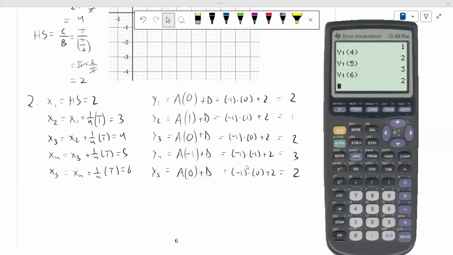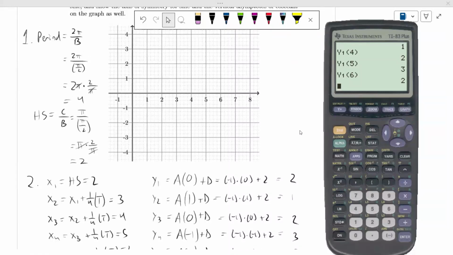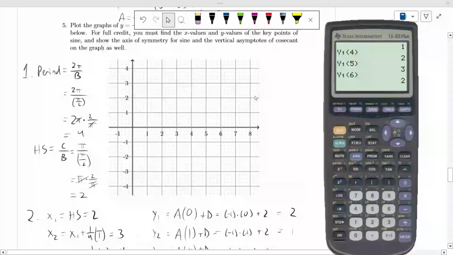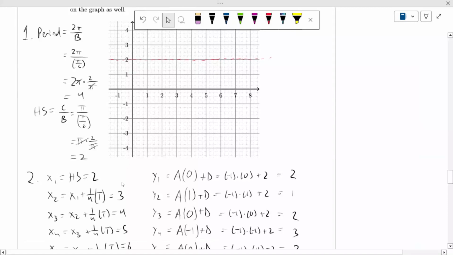Okay. So now I have my x values, I have my y values. Now we just plot the points, right? I'm going to start off by putting in my axis of symmetry. My axis of symmetry is wherever D is, so that's at 2. So I'm going to do a little axis of symmetry over here at y equals 2. There we go. And then now I'm going to plot my points.